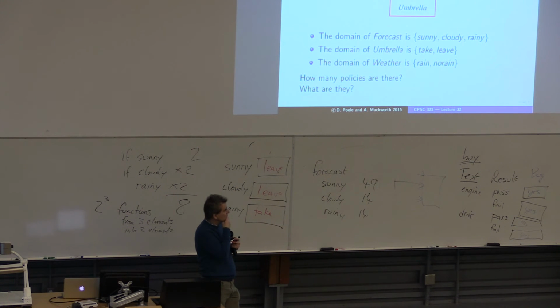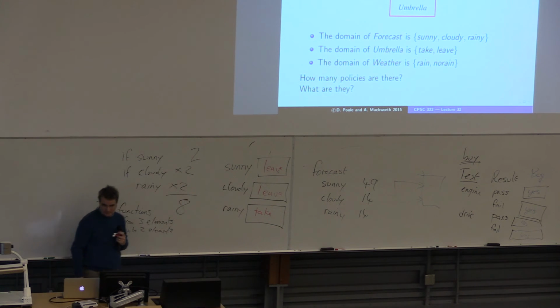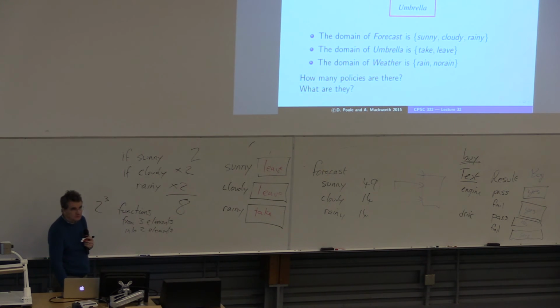If we got rid of no, that's from the utility. There's a line between weather and umbrella because of the utility function. Okay, any other questions?